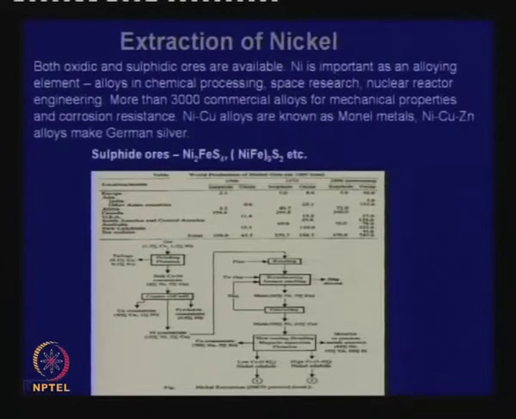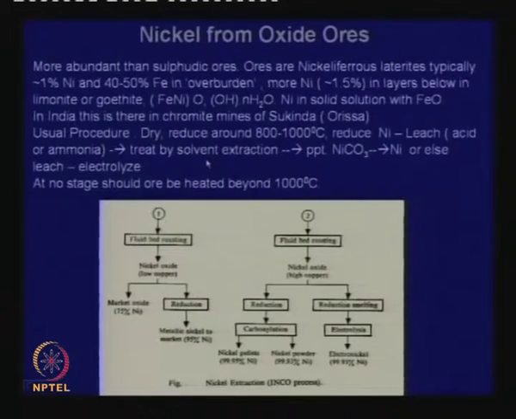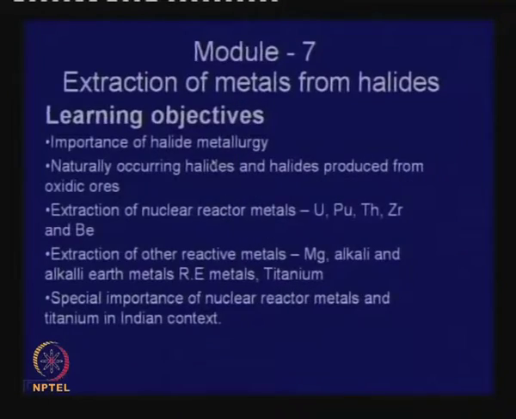Nickel comes from oxidic sources. The chromite overburden is an oxidic source, but in some countries nickel also is found along with some sulphide ores that contain copper also. There a matte route would be followed. I would avoid going into the details of those.